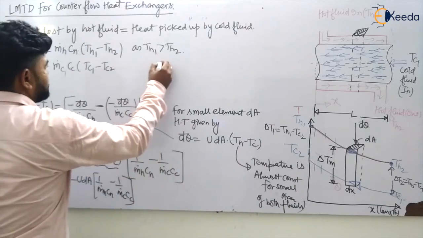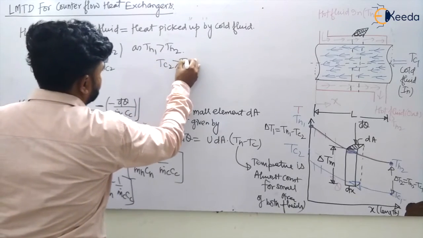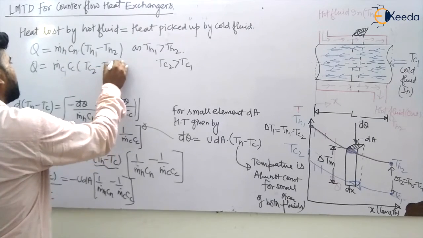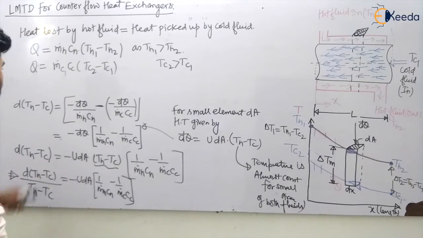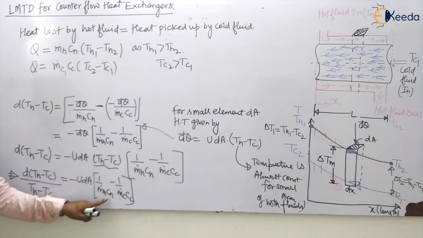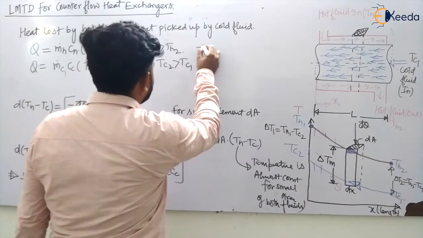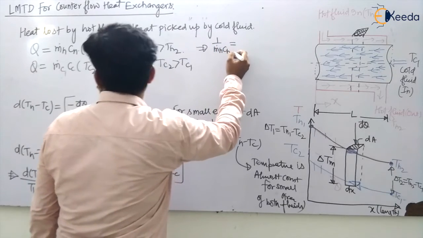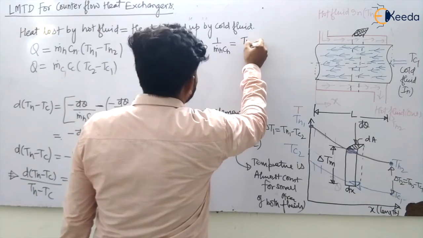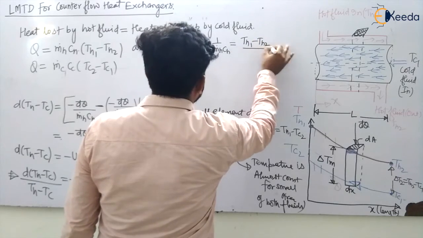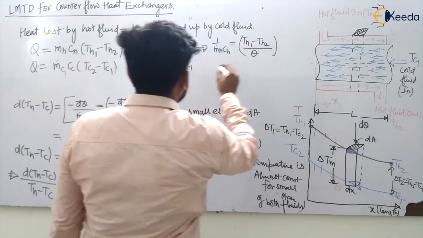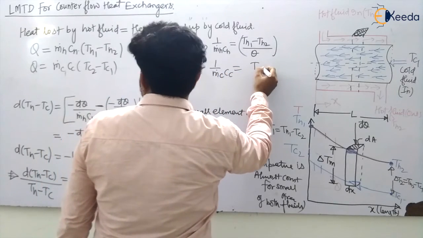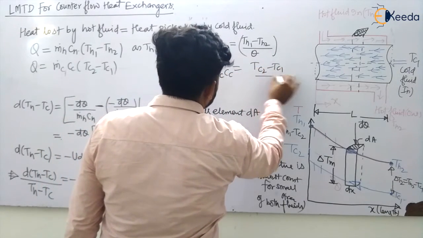As Tc2 is greater than Tc1, I will take Tc2 minus Tc1. Now let us calculate the value of 1 upon m dot h c h. m dot h c h will be equal to Th1 minus Th2 divided by Q. Simple. For the cold fluid, m dot c Cc is equal to Tc2 minus Tc1 divided by Q.